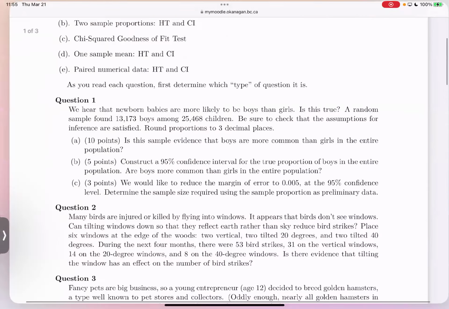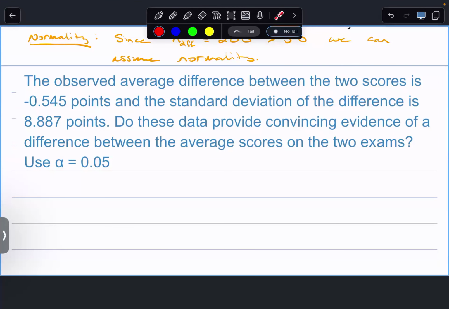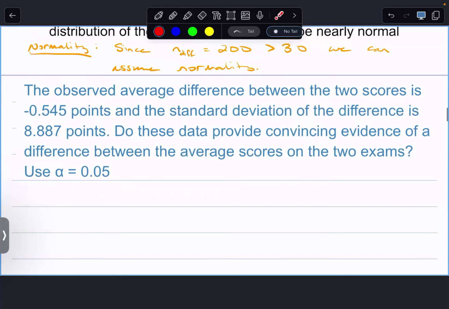Can't believe I forgot that. There we go. So the observed average difference. Okay. So now this tells me that the mean difference between the 2 scores is negative 0.545 points. And the standard deviation of the difference is 8.887 points. Do these data provide convincing evidence of a difference between the average scores on the two exams? And we're going to use an alpha level of 0.05, which is the default anyways.